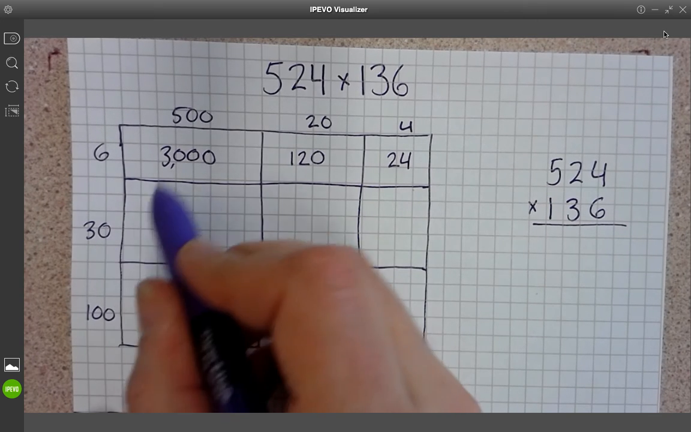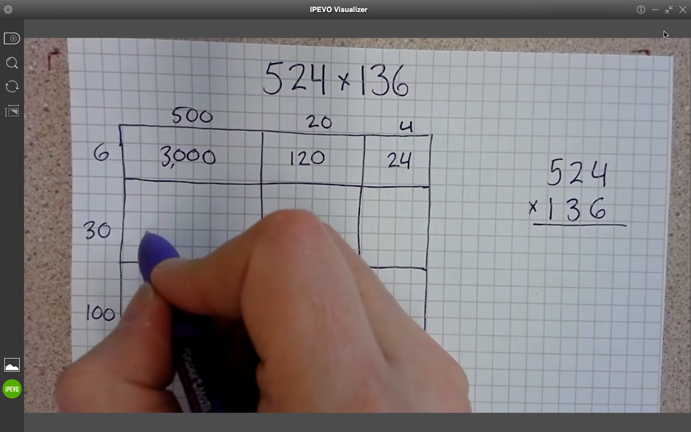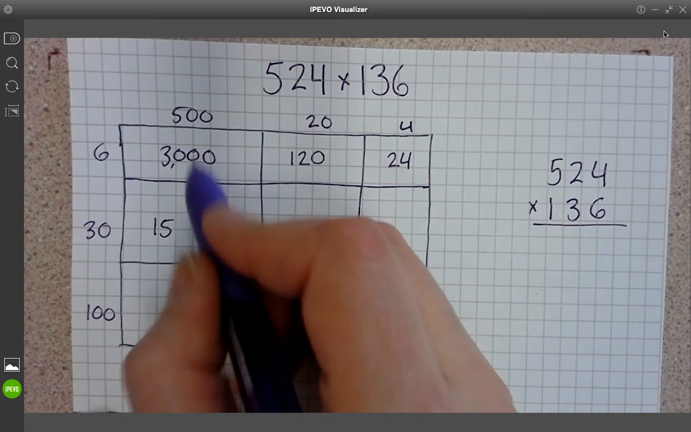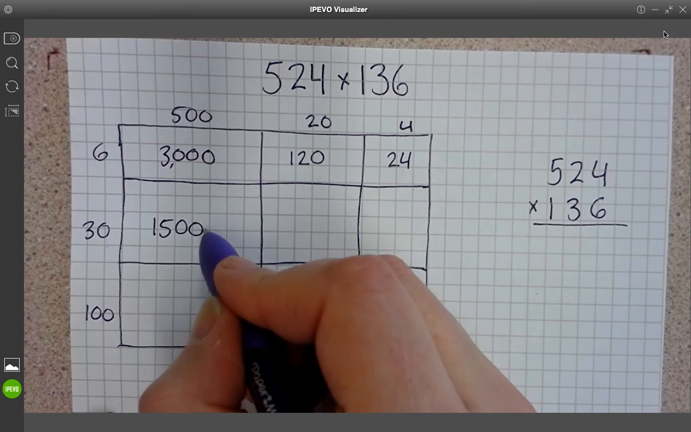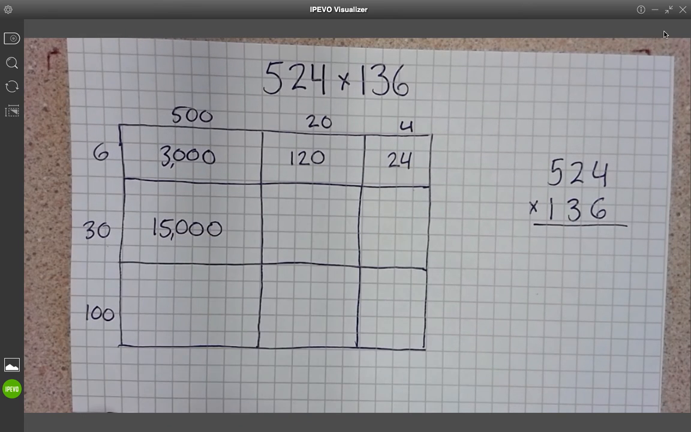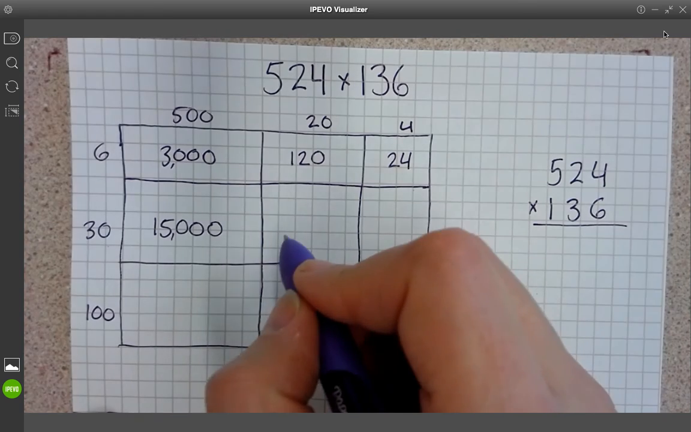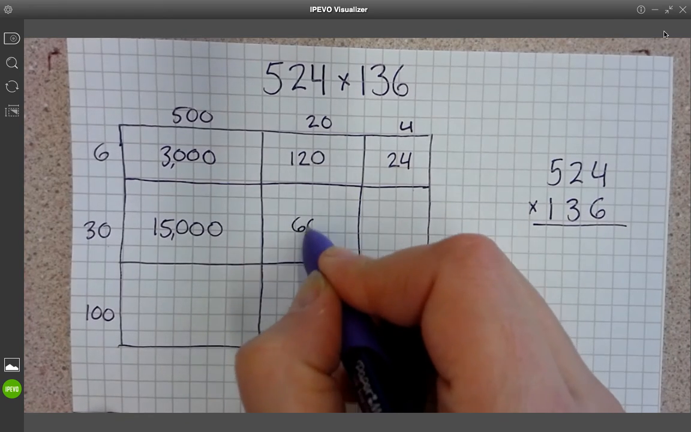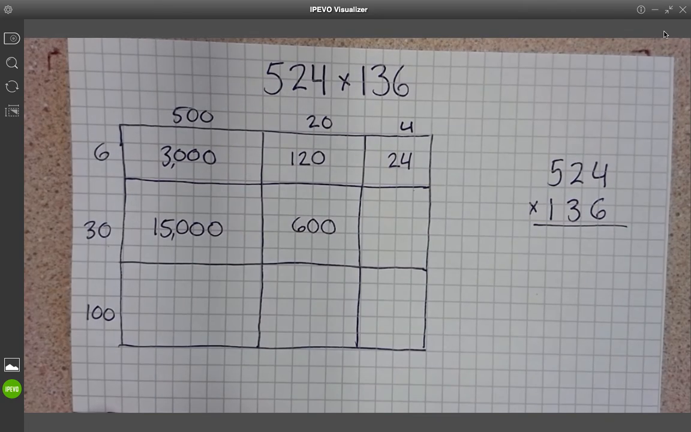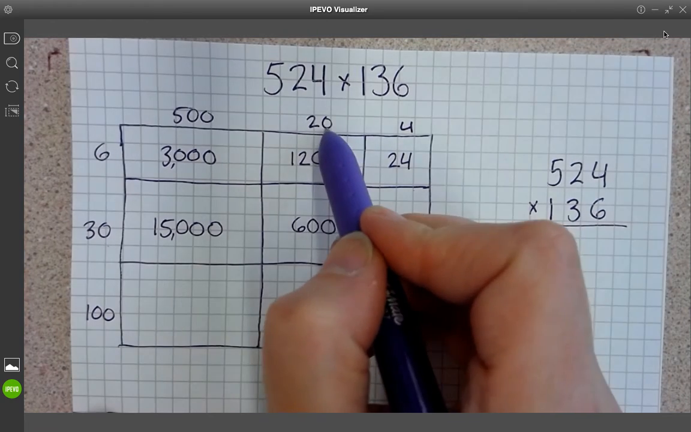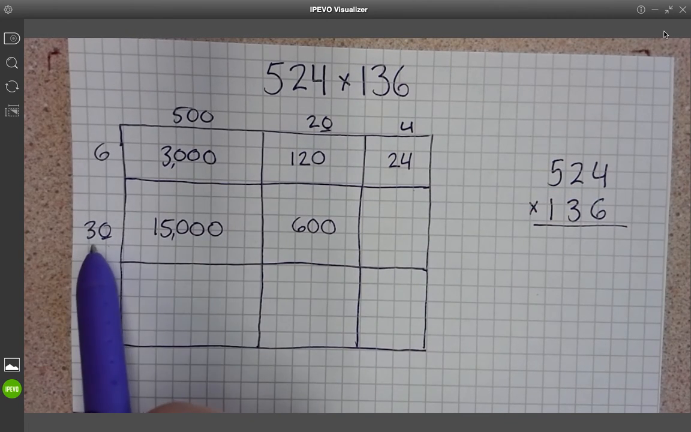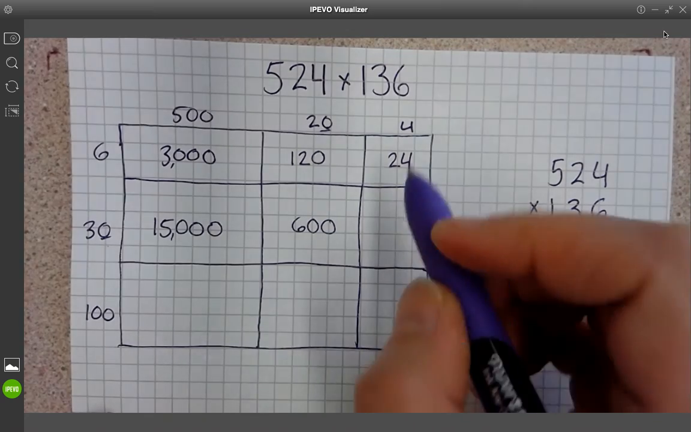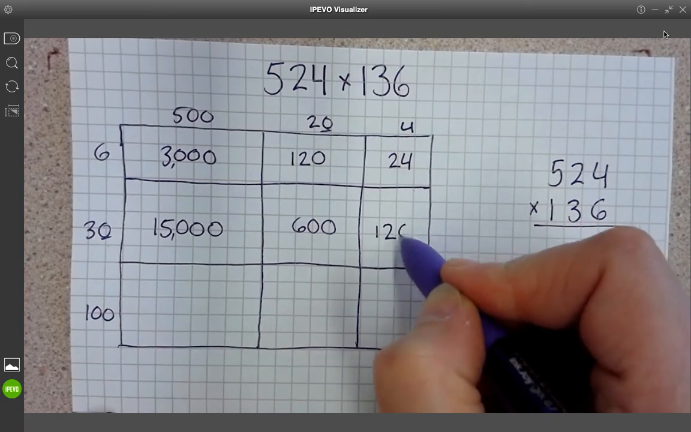I have 30 times 500. 3 times 5 is 15, times 1,000 is 15,000. 30 times 20. 3 times 2 is 6, times 10 times 10 is 600, or times 100. Notice how I'm paying attention to my zeros and my place values. And finally, 30 times 4 for this row. 3 times 4 is 12, times 10 is 120.